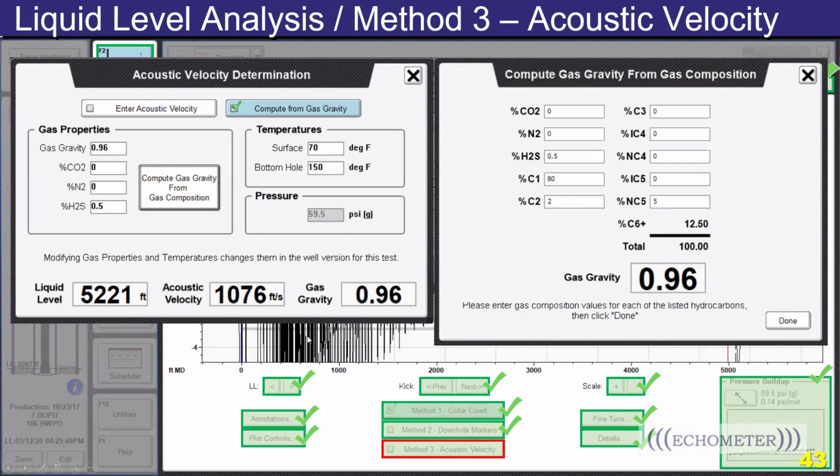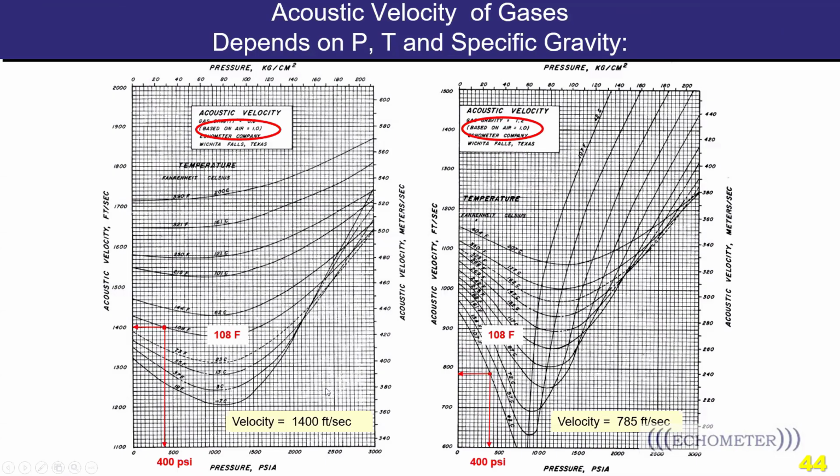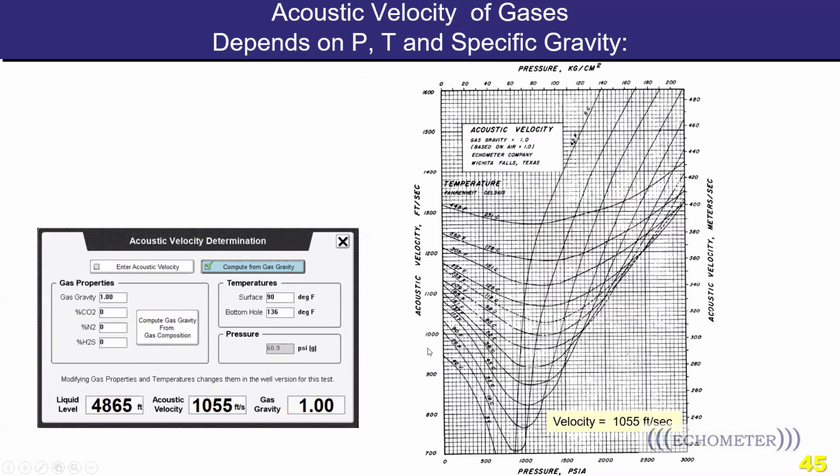What the software does with this information, and I'm going to bring a slide that you probably saw before, is the software will use the pressure, measure the temperature input, and it's important to highlight that you need to input the formation temperatures, surface and bottom hole, and the gas composition or gas gravity to estimate the resulting acoustic velocity.